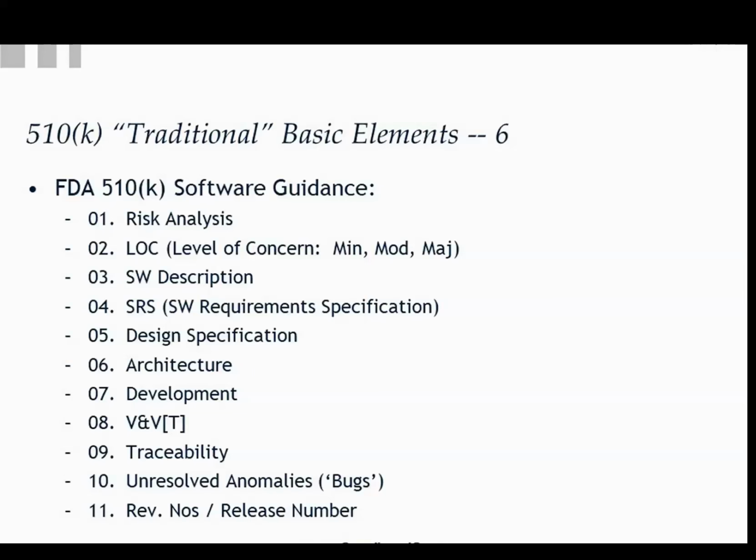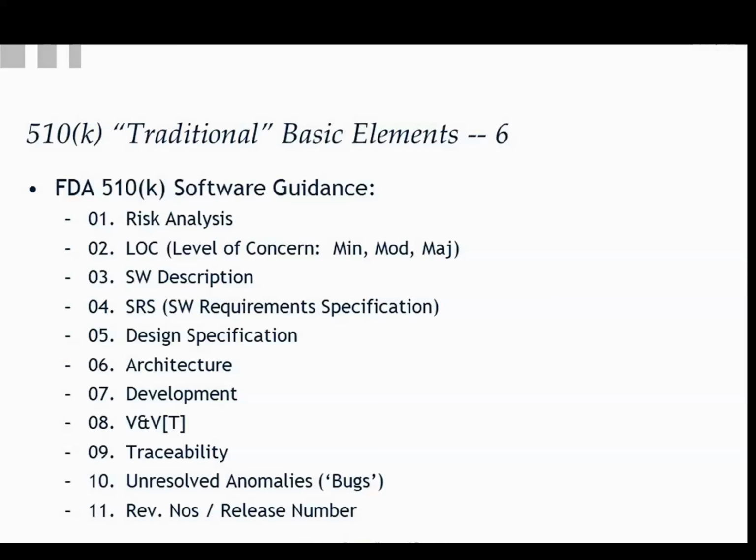Then you have unresolved anomalies. These are lists of bugs that you leave in your software or have been left in the software because they're known and they don't cause any problems for your use of that software. And by trying to eliminate those bugs, you may introduce other bugs that are unknown that can cause serious problems. So the FDA allows you to identify benign bugs. You may have to record that in your labeling as well. And the various revision numbers leading to your release number to the field. So this is the kind of documentation you'd have to have.